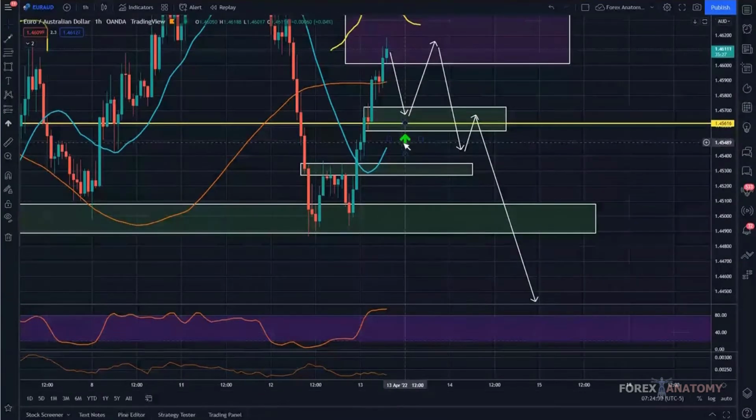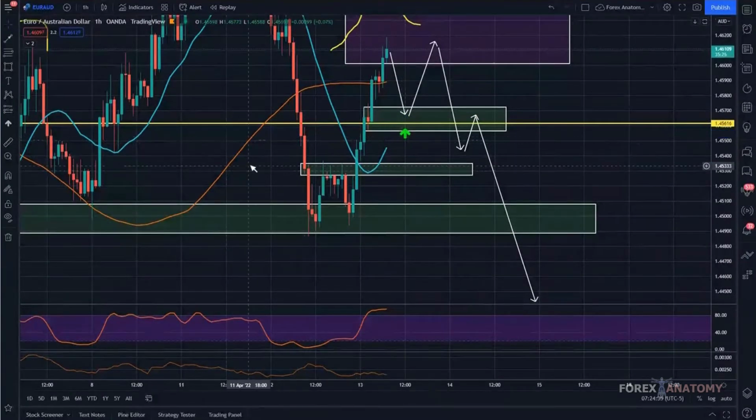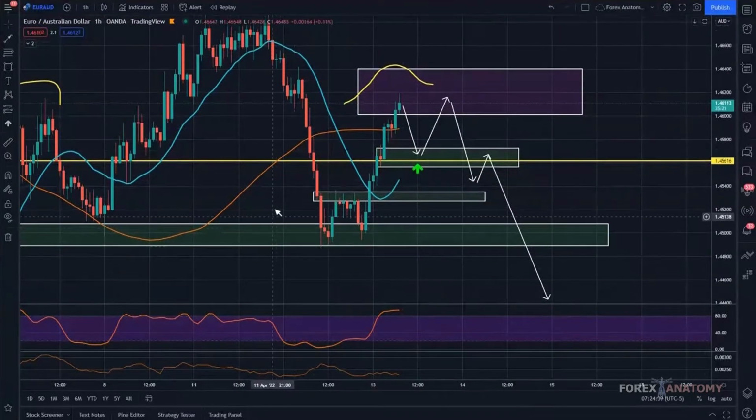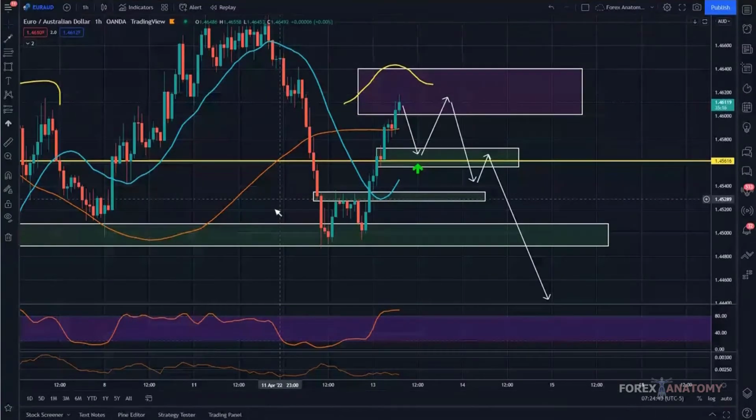But yeah, this is something that we're looking at right now, this potential buy setup on Euro Aussie, if we can get a solid retracement to take place. So hopefully we'll do that. And I think for today, the Aussie is really selling off. It's really weak, and the Euro has been pushing to the upside. So I do believe something like this will potentially happen.